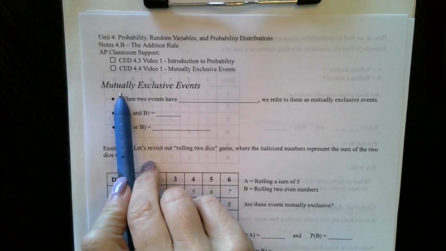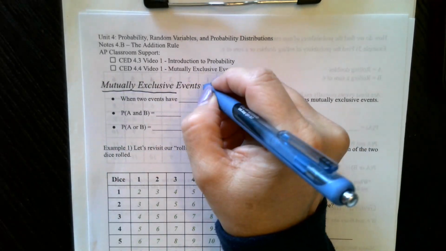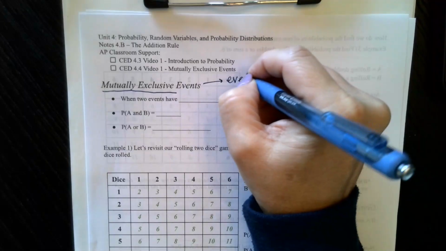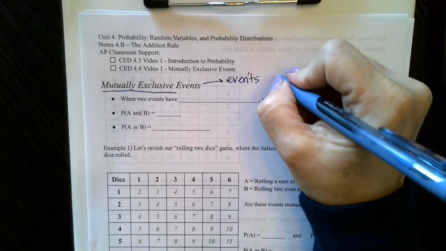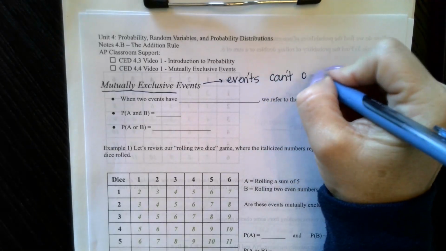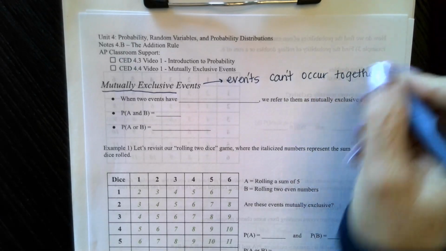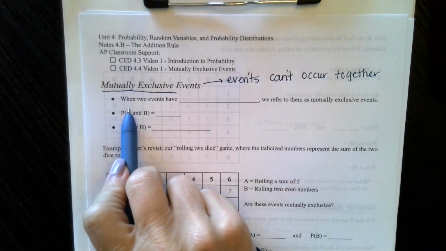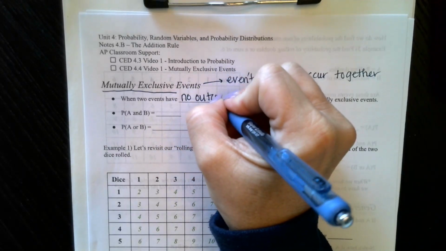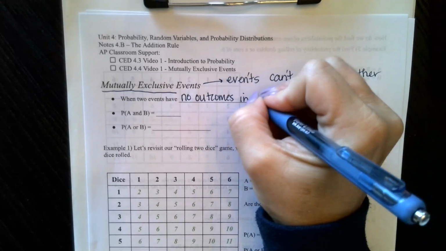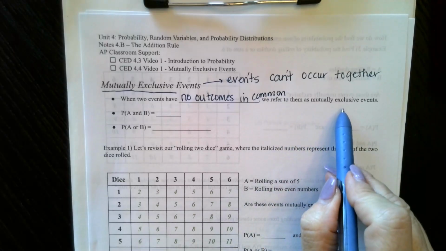So mutually exclusive. When we have something that is mutually exclusive, this means that the events can't occur together. Mutually exclusive means all by itself. So when two events have no outcomes in common, we refer to them as mutually exclusive events.